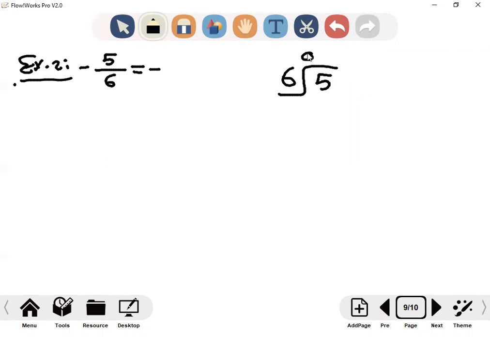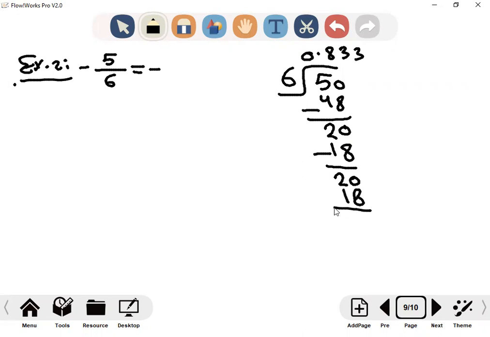Now here 0 decimal 0. Can 50 be divided by 6? Yes, it's bigger. So no need to add 0 now. Work with your division. 50 on 6, 8. 8 by 6, 48. Subtract. We have decimal. You add 0. 20 on 6, 3. 3 by 6, 18. Subtract, 2. You have decimal. 20 on 6, 3. 18. Subtract, 2. So it will be 3, 3, 3, 3.